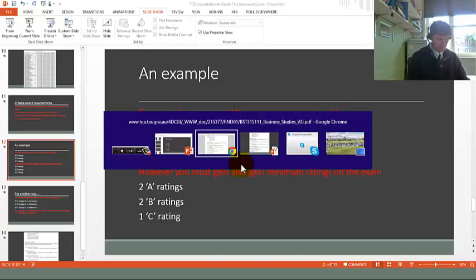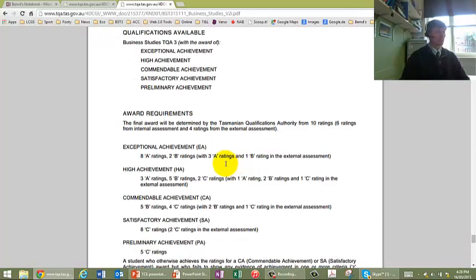Here's another combination. This is where you've only got 10 ratings all up. There's 6 internal, 4 external. So to get an HA you must have 8 A's and B's and 2 on the exam and so on. To get a satisfactory achievement you've got 8 C's and 2 must be on the exam, which means that effectively 2 can be D's in this case.